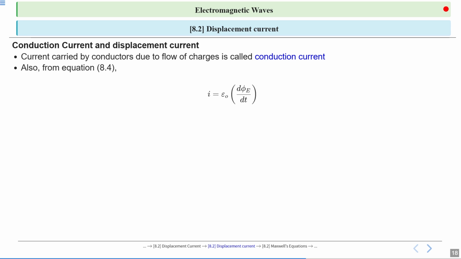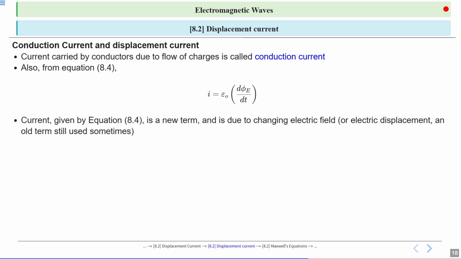Also, from equation 8.4, I is equal to epsilon naught d phi E upon dt. So this current is called displacement current. The current given in equation 8.4 is a new term and is due to the changing electric field or electrical displacement, an old term still sometimes used. It is known as electrical or electric displacement also. That was an old term. The new term is displacement current.